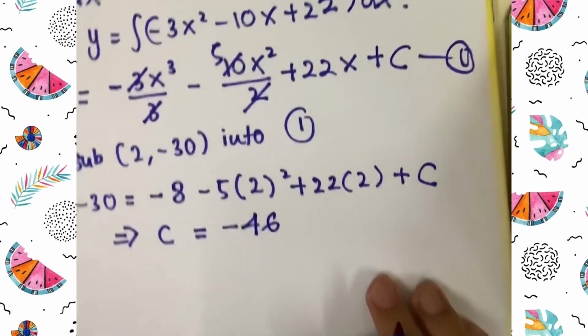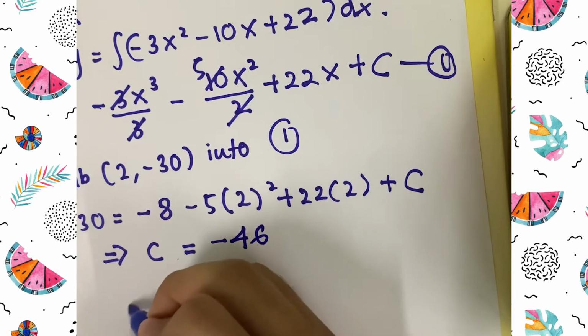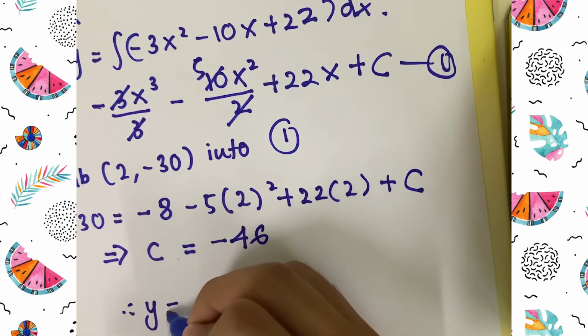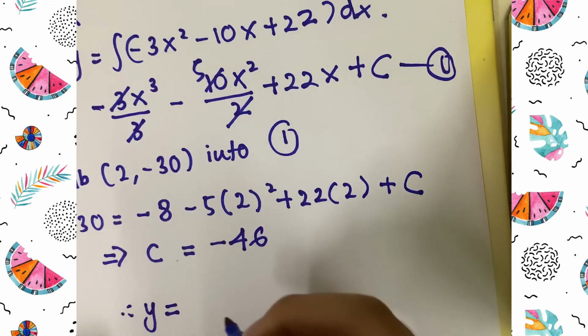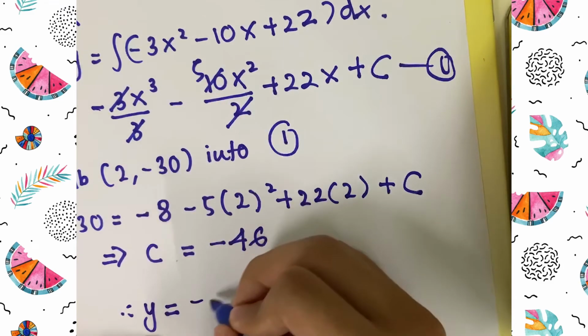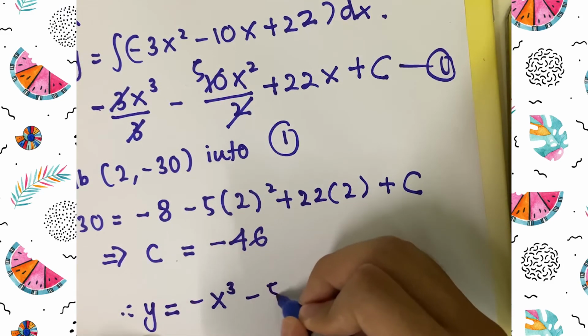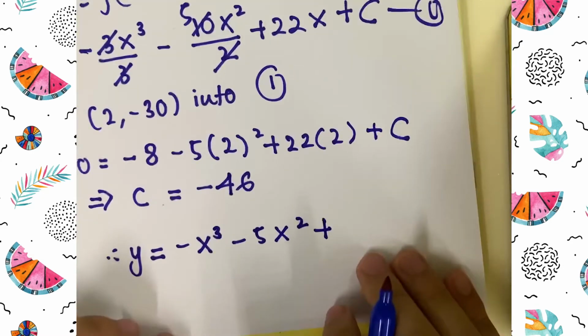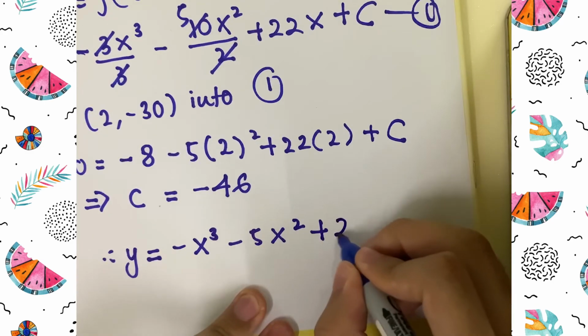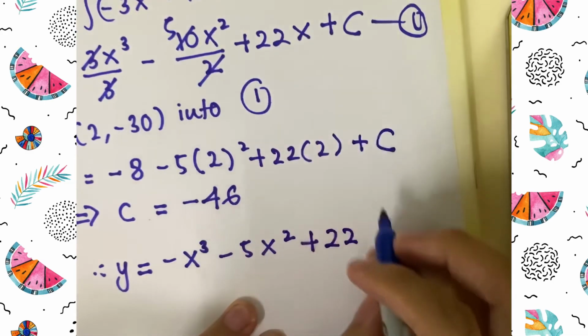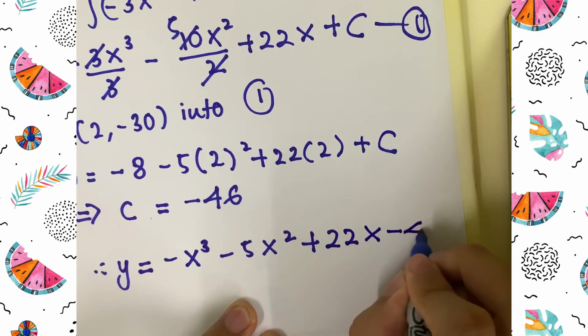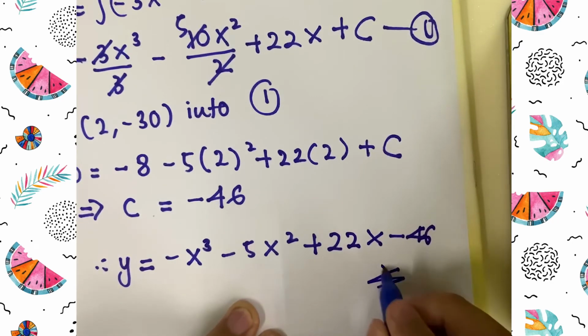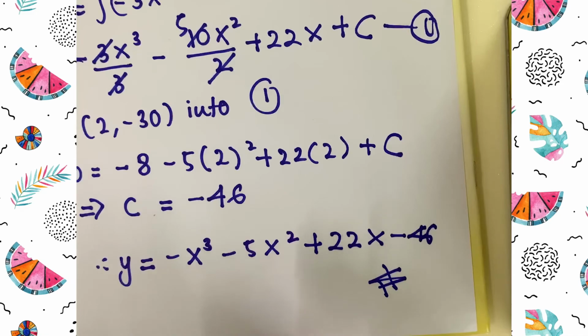Alright. So now the final step is you rewrite your equation y equals negative x cubed minus 5x squared plus 22x minus 46. And you will get your answer. And I'm sorry for my poor handwriting, but you get the idea.